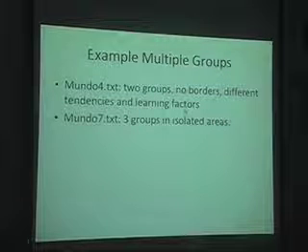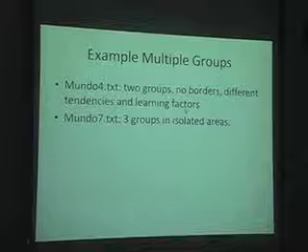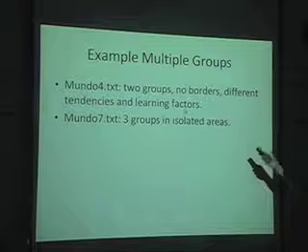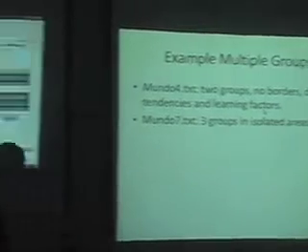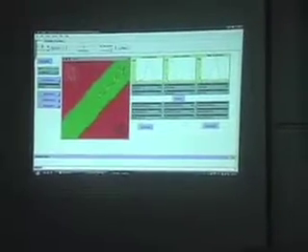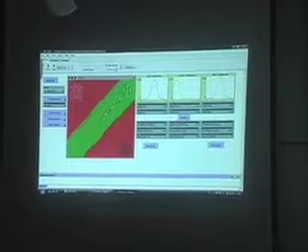Now we have two more examples with different worlds, different areas. One with two groups and no borders, and different tendencies and learning factors, and three groups in isolated areas later on in the last example. In this one we have the two groups, the red one and the green one. The red one has a 330 again, the green one has a 227, okay? And there is no border.